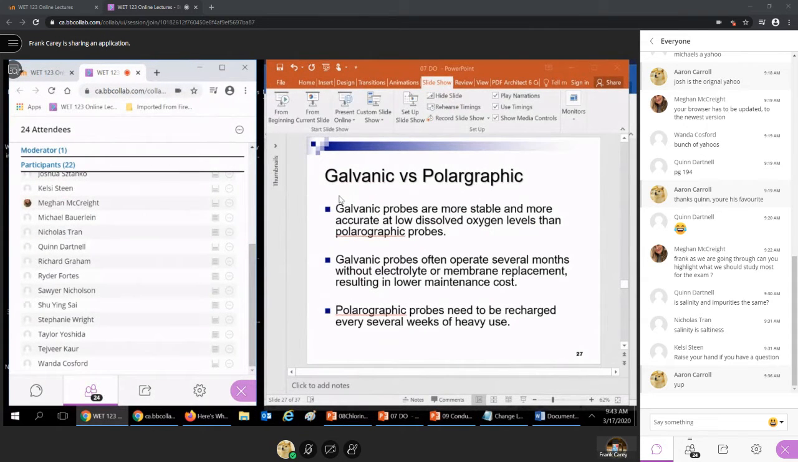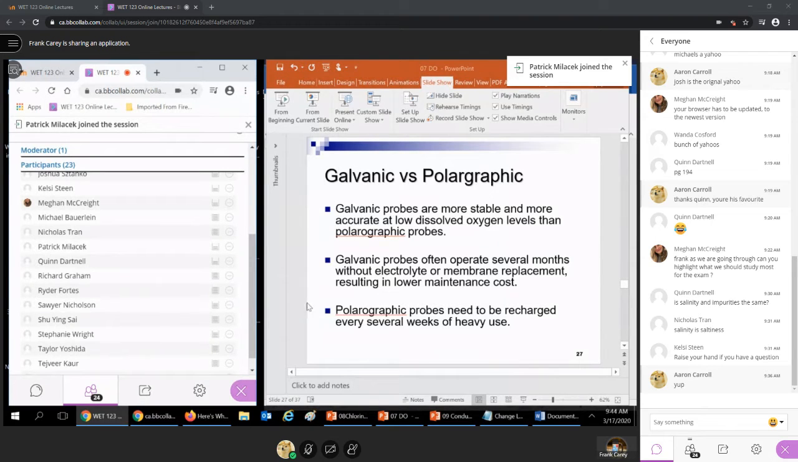Okay, galvanic versus polarographic. Galvanic probes are more stable, more accurate at the lower levels of DO. Typically about a month to check that everything is good: the solution, the cathode, anode, membranes. Same with calibration, probably a month. So less maintenance and in the long run cheaper.